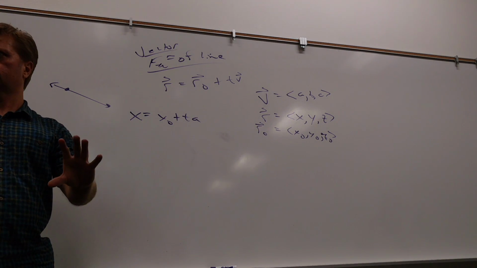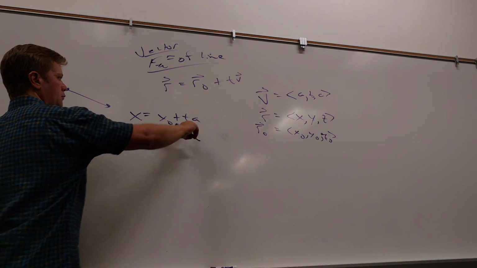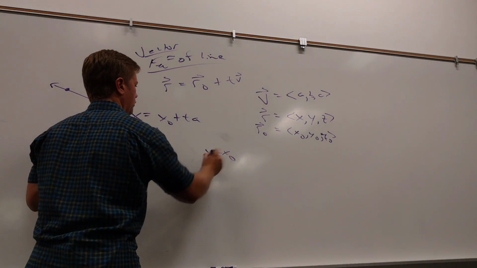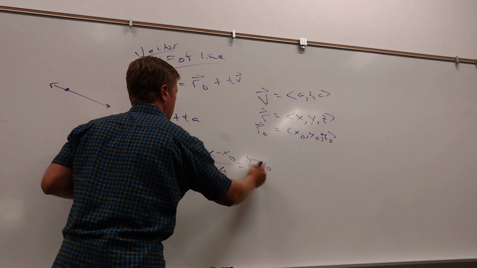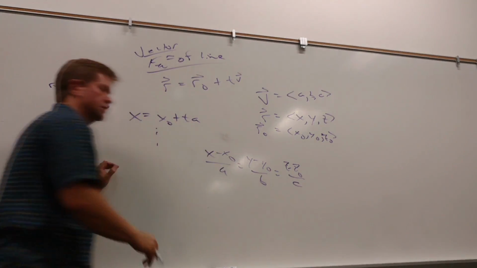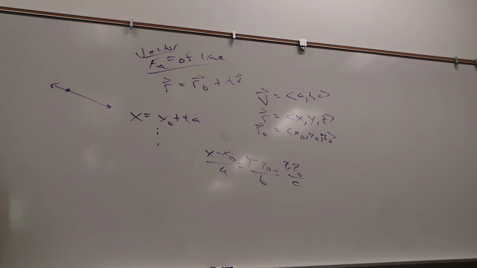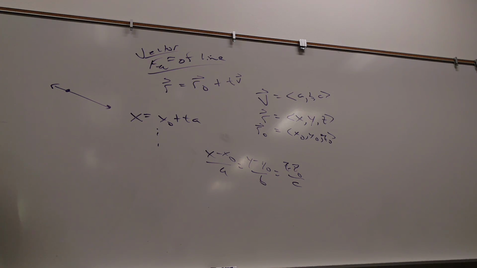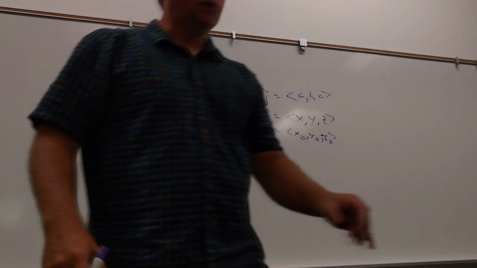Does this sound familiar? And then we solved for T and we got X minus X naught over A equals Y minus Y naught over B equals Z minus Z naught over C. That's the symmetric equations of a line. I like it. Cool.